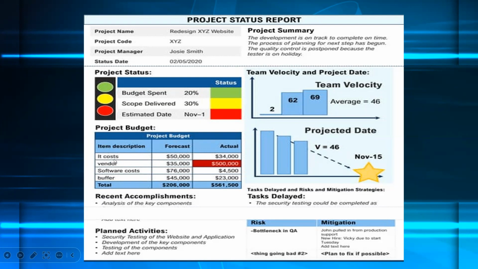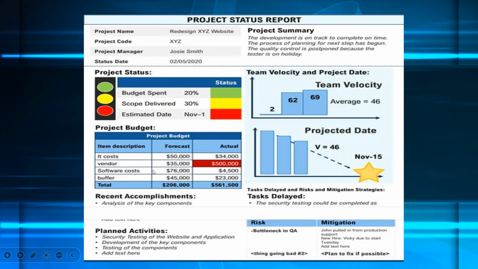Looking at the budget, over here it says that's the IT cost. The forecast is 50 and they've just spent 34, which is good. For the vendor, the forecast was 35 and they've overshot. You can see that in red over there. The software cost is there. The forecast is 76 and they've just spent $4,500. So that is all good. And then the contingency, the buffer that has been put in place was $45,000 and they've just spent $23,000 out of that. So their total is 206, but because of that vendor that has overshot, you can see that has impacted the budget over there also.